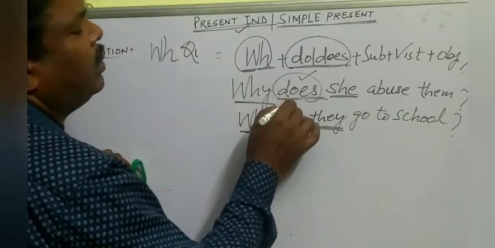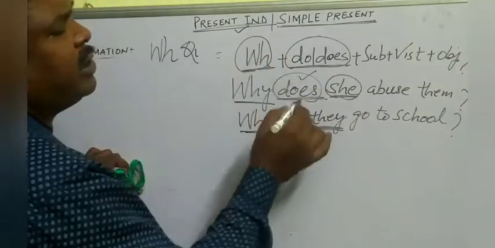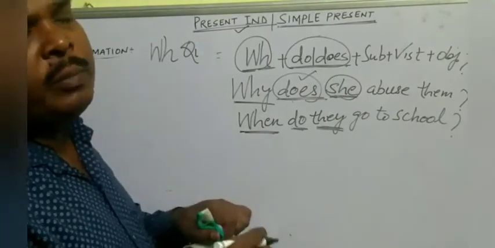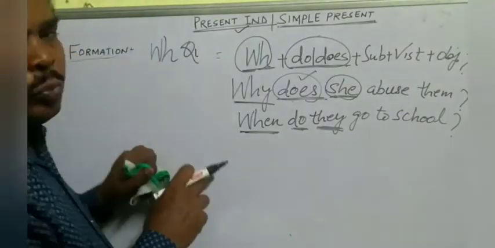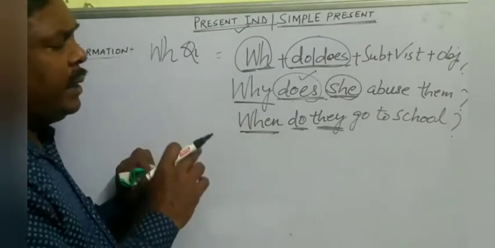Your verb must agree with the subject. So this is called subject verb agreement. Is it clear?